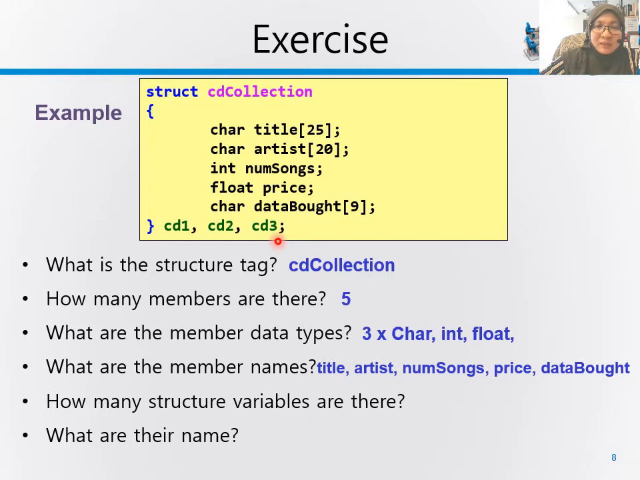For CD3, another, different record, perhaps Dayang Nufaiza, for example. So we have 3 records altogether: CD1, CD2, and CD3. So how many structure variables are there? You have 3. Then what are the names? We have CD1, CD2, and CD3.